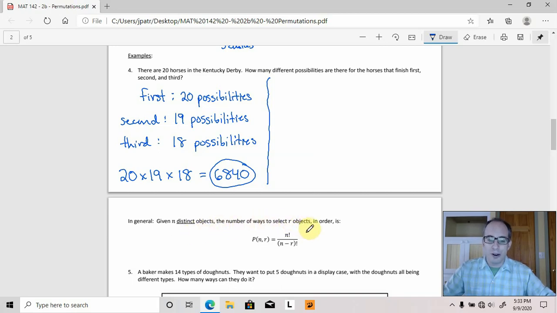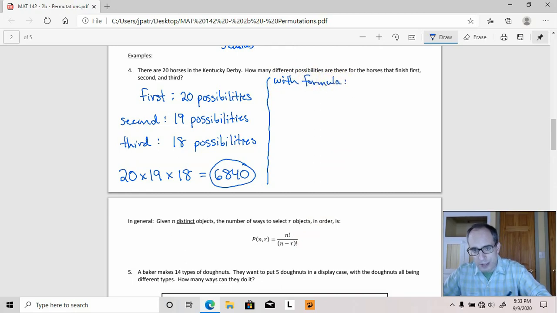The number of ways to select r objects out of those n, but in order, is this. So the P is supposed to stand for permutation there. And then it's n factorial over n minus r factorial. And that would work here, because if we're going to use the formula, and this will actually be longer, I think, but with the formula, n is the total number of distinct objects, which I guess here would be horses. So n is 20. And then r is how many we're selecting, and that's 3, because we're looking at the number of different ways to finish first, second, or third. So that's just 3 horses if they're going to finish in the top 3. So then r is 3.